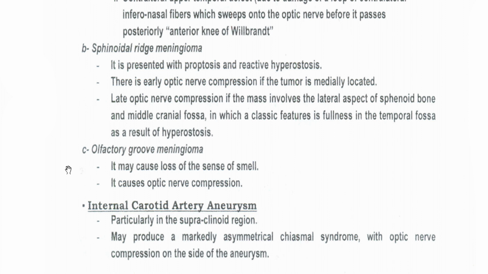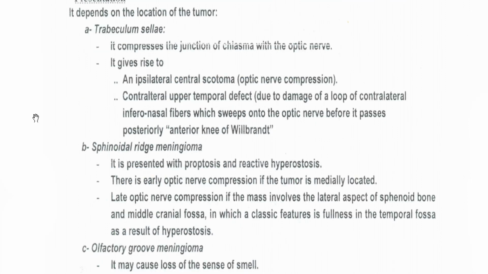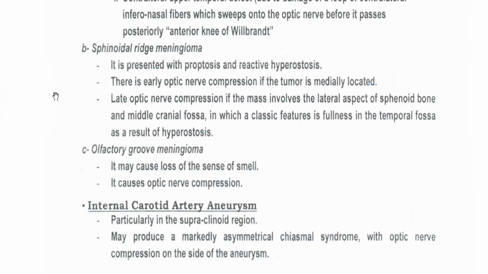Okay, olfactory groove meningioma. From its name, olfactory, it's about the smell. So it is accompanied by loss of the sense of smell and also optic nerve compression. But we need to know what is special about each site so we can diagnose it. So if you have smell affection, it should be the olfactory one. If you have proptosis and hyperostosis, it's sphenoidal ridge. If it acts on the chiasma and the optic nerve, this is the tuberculum sellae. Okay.